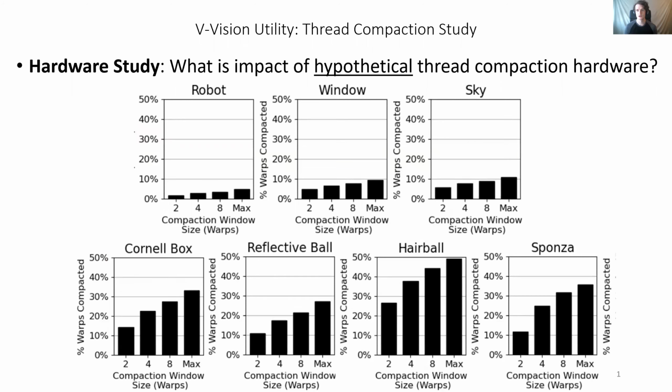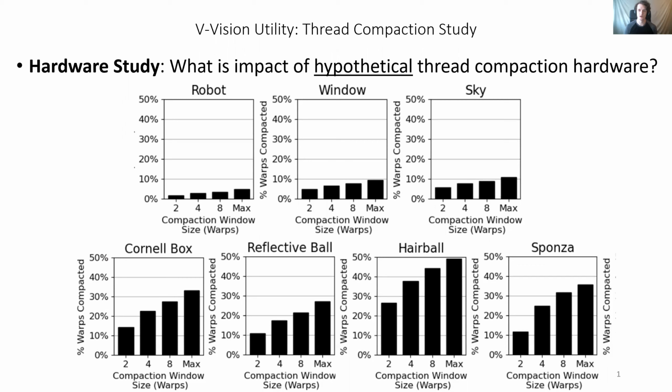We also looked at a hypothetical hardware change, which is thread compaction. Thread compaction refers to rearranging threads in a set of warps before continuing execution. Specifically, we looked at immediately before trace ray calls, which are very expensive, and how many executions of those calls we could save by rearranging the threads between warps.